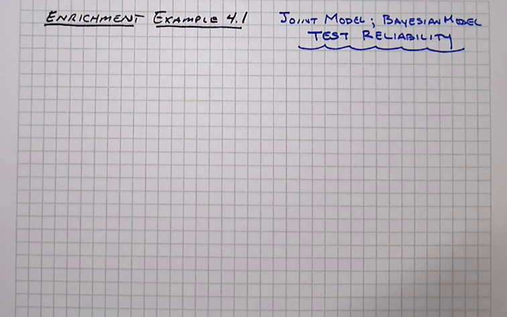Here in Enrichment Example 4.1, we're going to extend the ideas of the joint model and show its connection to a Bayesian model, and in particular introduce the concept of probability trees. That particular graphical device leading to calculations of probabilities of joint outcomes is one that's very useful in decision modeling. And you might not use it per se, but what it will do is actually create the construct from which other ideas will be developed along the way.